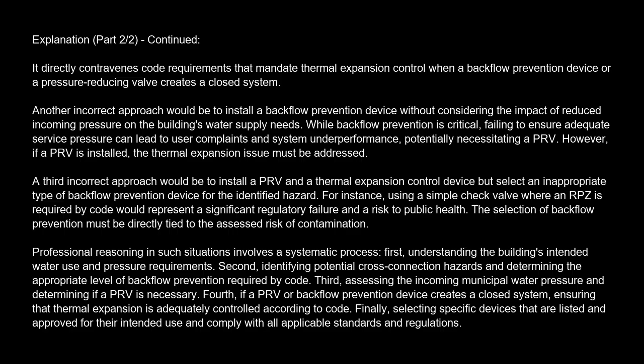Professional reasoning in such situations involves a systematic process. First, understanding the building's intended water use and pressure requirements. Second, identifying potential cross-connection hazards and determining the appropriate level of backflow prevention required by code. Third, assessing the incoming municipal water pressure and determining if a PRV is necessary. Fourth, if a PRV or backflow prevention device creates a closed system, ensuring that thermal expansion is adequately controlled according to code. Finally, selecting specific devices that are listed and approved for their intended use and comply with all applicable standards and regulations.